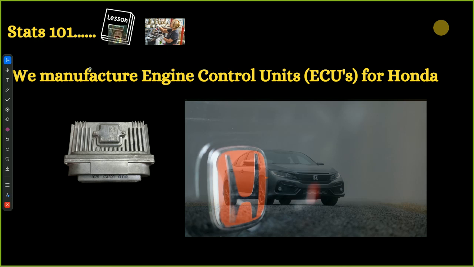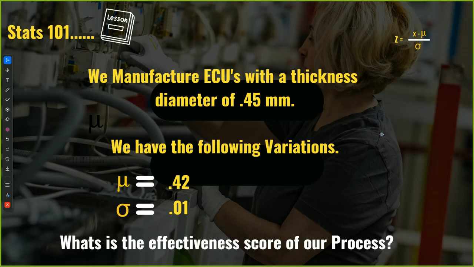But basically, when we look at this, we manufacture engine control units with a thickness diameter of 0.45. We have the following variations. We have mu, which is going to be 0.42, and we have our standard deviation of 0.01. Well, what is the effectiveness of our process? I want to give you guys a couple minutes to solve this. Find what the z-score is, and then go through and find what the probability is.